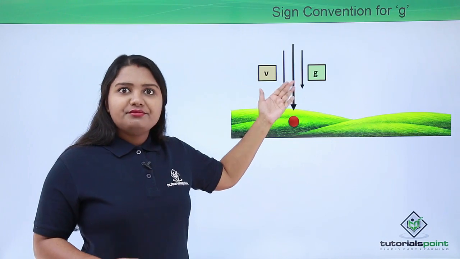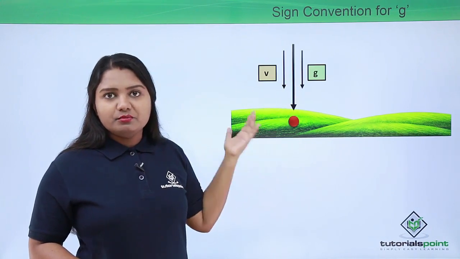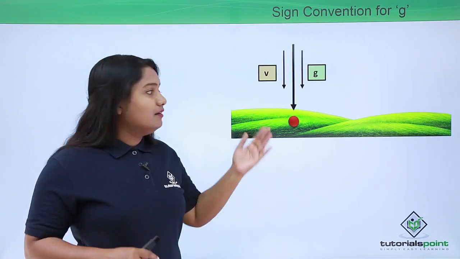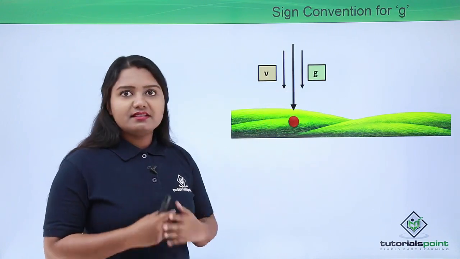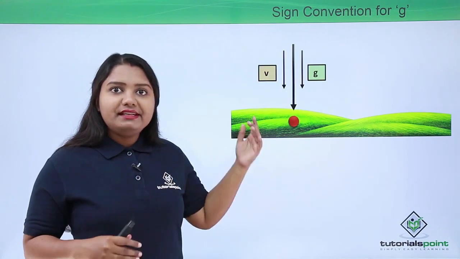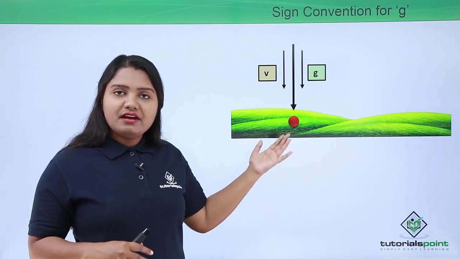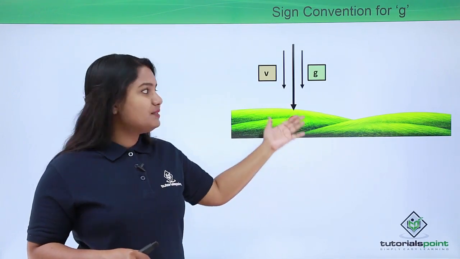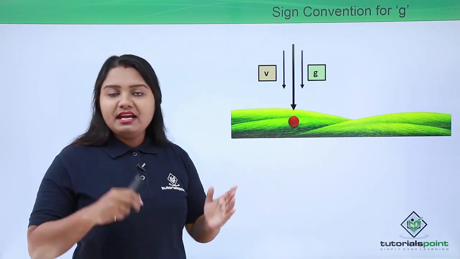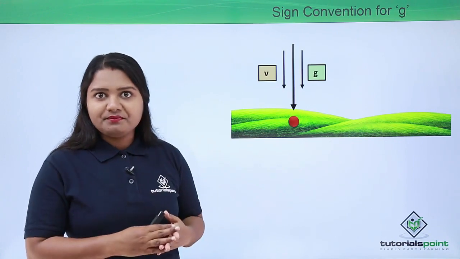So in this case, where the velocity of the body or the motion of the body is in the same direction as that of the acceleration due to gravity, we take the acceleration due to gravity to be positive. So G is positive in this case, where V and G are in the same direction.